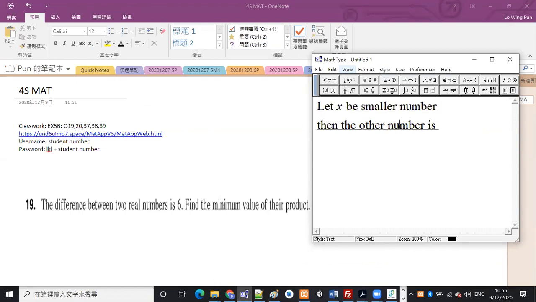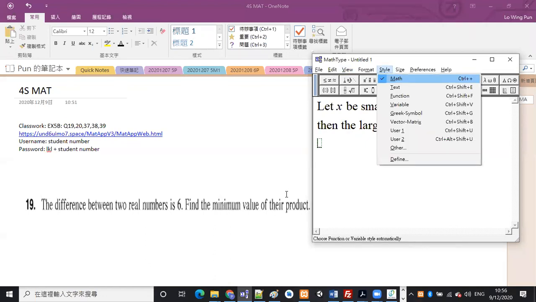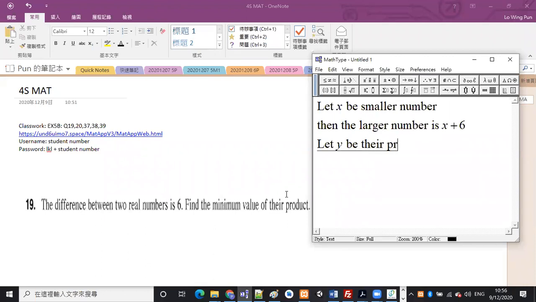because the given condition is about the difference. So if we let x be the smaller number, then the larger number will be x plus 6. Is that okay? And then we will also let their product be y. Let y be their product.